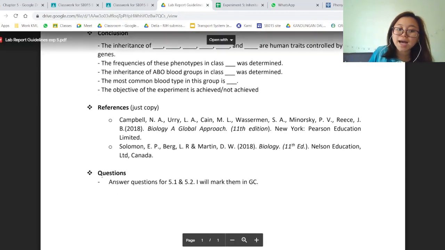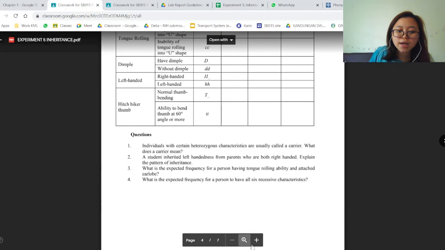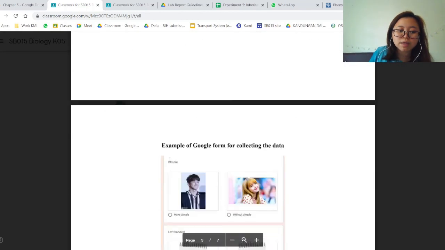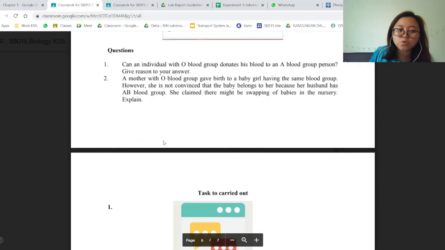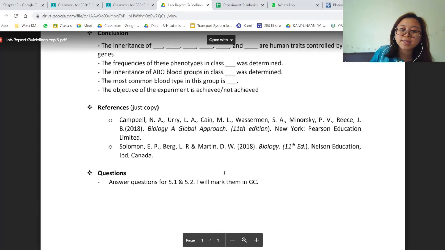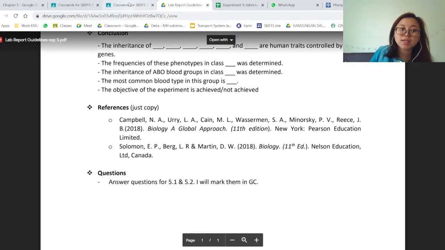And last but not least, answer the questions for 5.1 and 5.2. If you look at the lab manual di penghujung dia ada questions. Untuk 5.1 ada 4 soalan, untuk 5.2 ada 2 soalan. Okay, saya tidak sertakan answer scheme, nanti saya akan tanda lepas kamu submit di DGC.